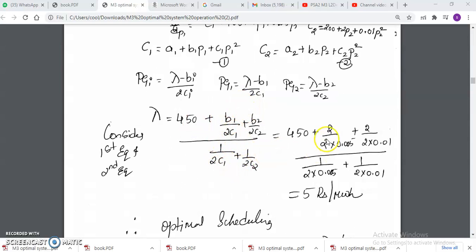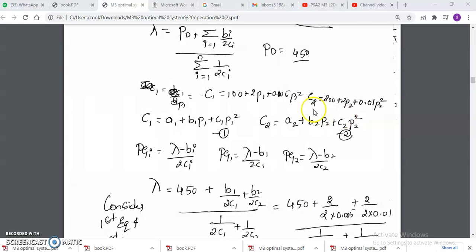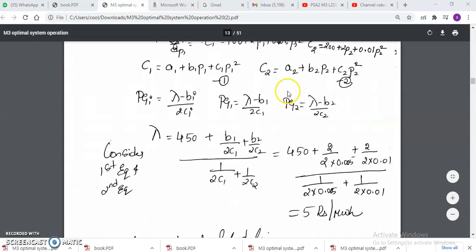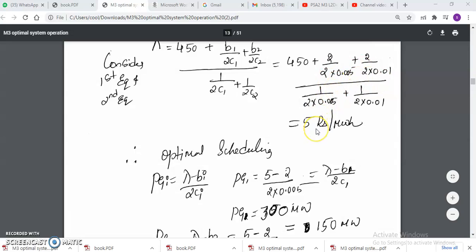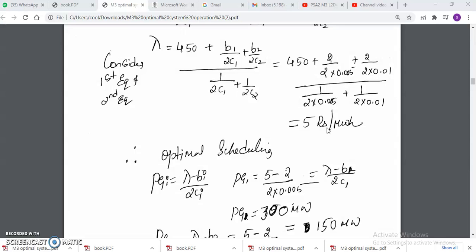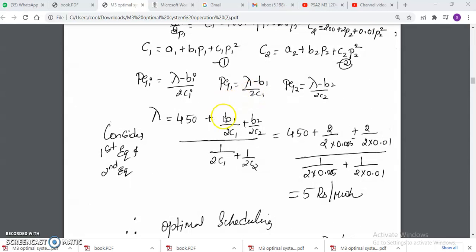So now all values we have substituted systematically. What is the 2C1 value here? 2 is as it is, C1 is 0.005. Substitute all values here. We got 5 rupees per megawatt hour. In the previous problem we got 5 only, no? Is it 5 rupees per megawatt hour? This is the easiest method. So directly use the lambda value.